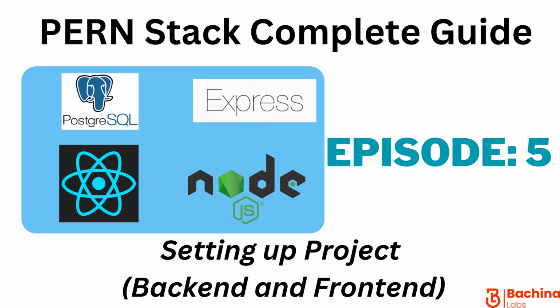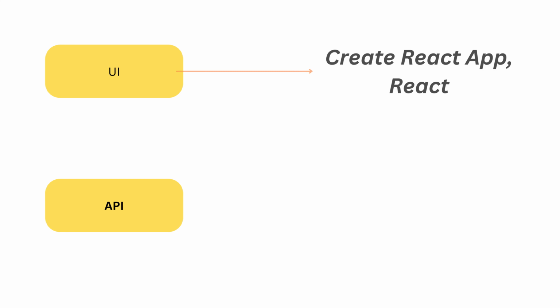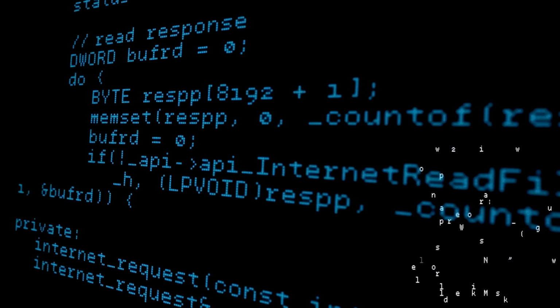So let's take a look at how we are going to set up this stack, where we are using two folders, one for API and another for UI. So all the front-end code goes under UI, and we are using CreateReactApp for it. And for the API, we are using Nodejs and ExpressJS framework, and all the API goes under API folder.